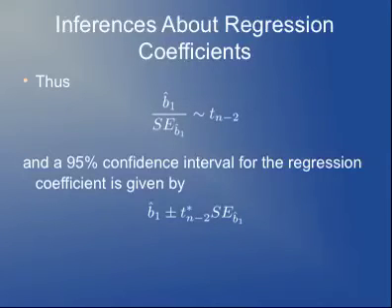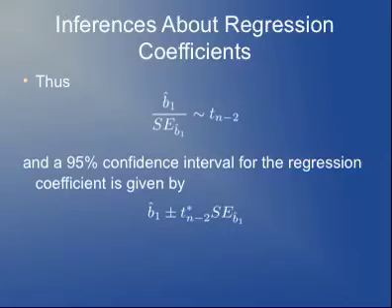So, if we know the expected value and standard error of something, then we can apply the central limit theorem to show that if we take the estimated regression slope and divide it by its standard error, that will have a t-distribution with n minus 2 degrees of freedom, and we can use that expression to perform hypothesis tests about the regression slope.